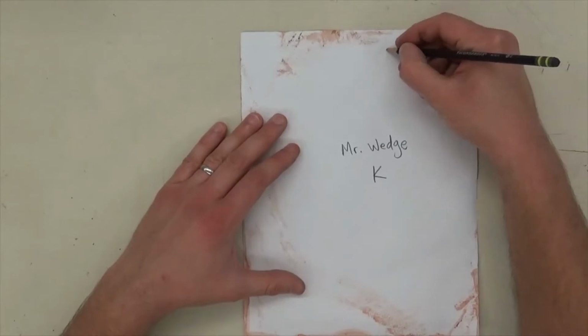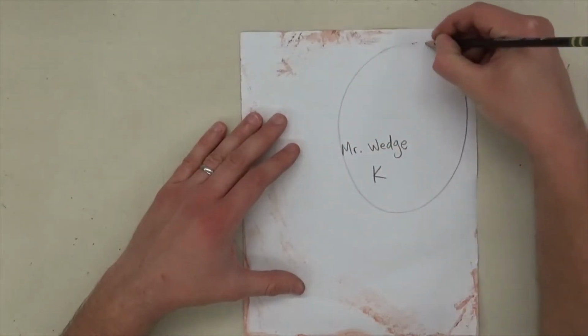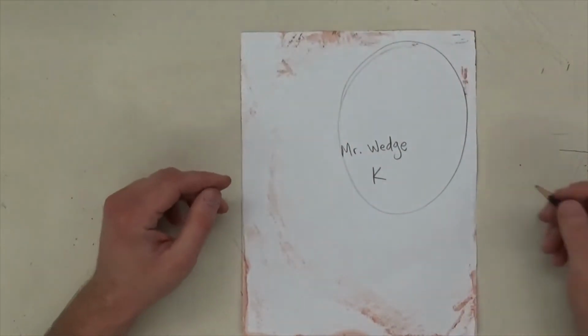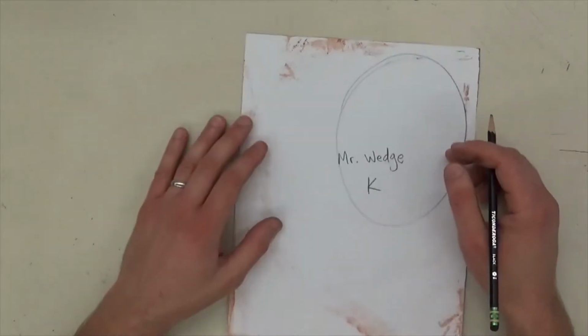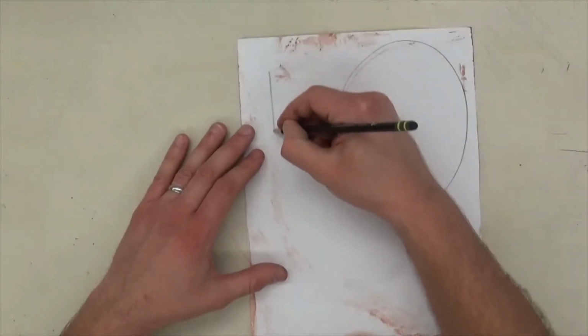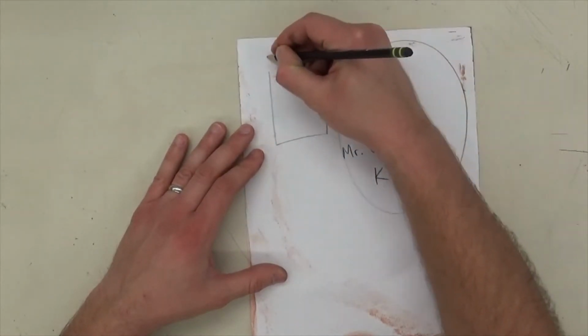So here's my head. It's like an oval or an upside down egg. And I'm just thinking about the shapes I need. My neck, if you look at somebody's neck from the front, it kind of looks like a rectangle. So I'm going to do a rectangle here for my neck.